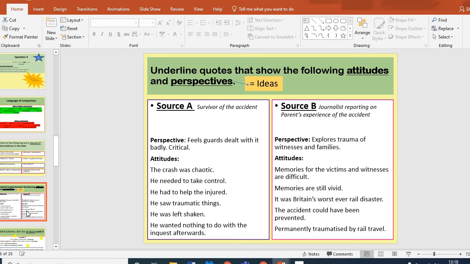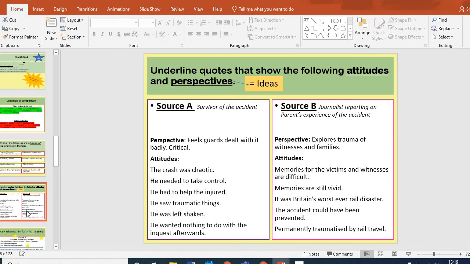So the attitude of the journalists includes memories that he conveys from the victims and the witnesses of the day, and that they're difficult to discuss and explore. Memories for these people are still very vivid, and they can evoke images in their heads as they discuss what happened. It was categorised as Britain's worst ever rail disaster. There's evidence the accident absolutely could have been prevented, and that these witnesses and the relatives of the dead are permanently traumatised by the accident and therefore find rail travel now a very traumatic experience and not something that they like to do, if they do it at all.